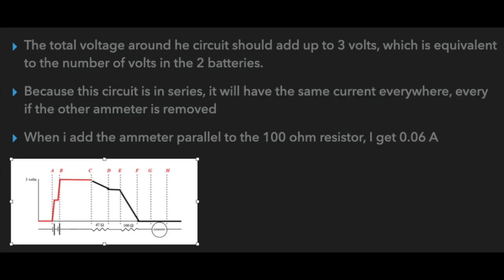When added up, the total voltage around the circuit should add up to 3 volts, which is equivalent to the number of volts in the two batteries combined. This is because the circuit is in series and will have the same current everywhere, even if the other ammeter is removed. When adding the ammeter parallel to the 100 ohm resistor, I get a current of 0.06 amps. And as you can see from the figure at the bottom, I have completed the graph that shows the approximate potential difference compared to the position in the circuit.